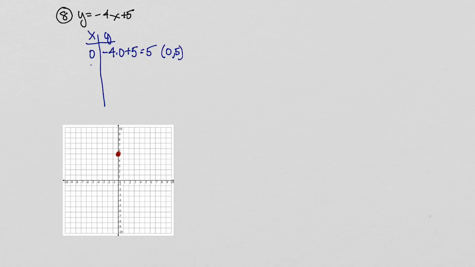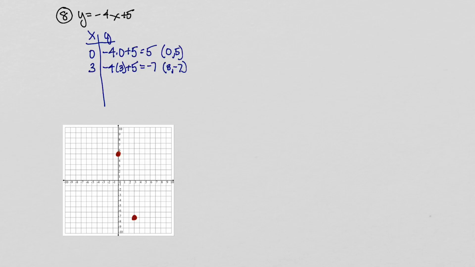Get another one. Maybe we'll go out 3. So we'll get negative 4 times 3 plus 5. Now this is negative 12 plus 5, which is negative 7. So this will give us 3 and negative 7. Let's plot that one. So to the right 3, down 7. Okay, that puts us down here.